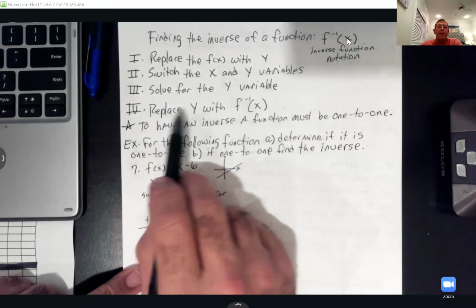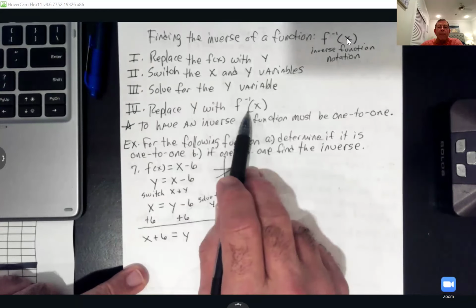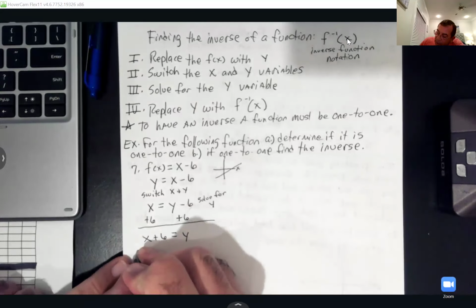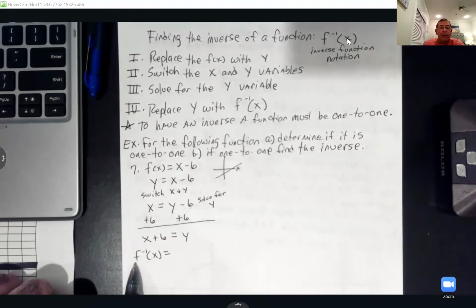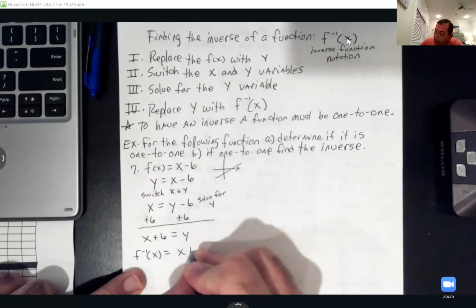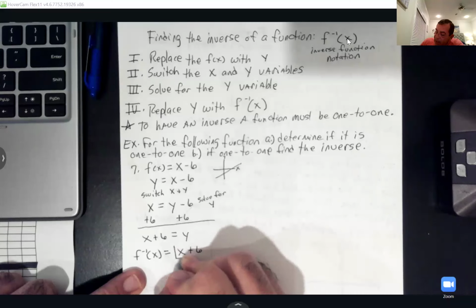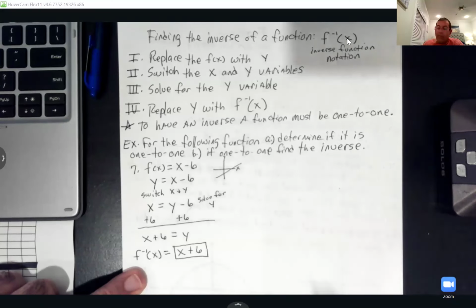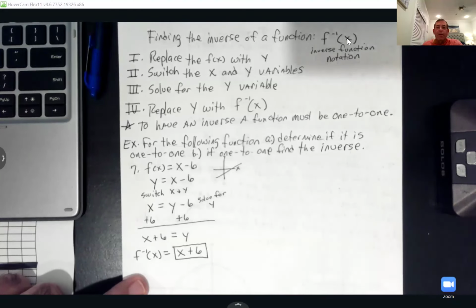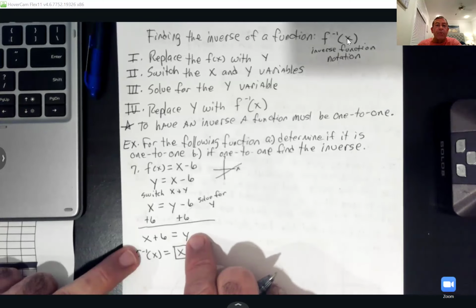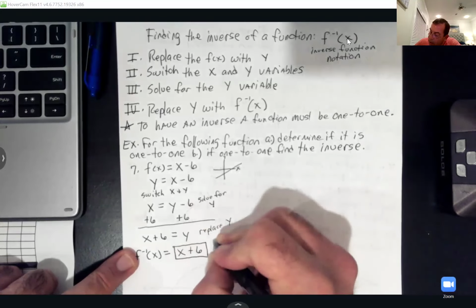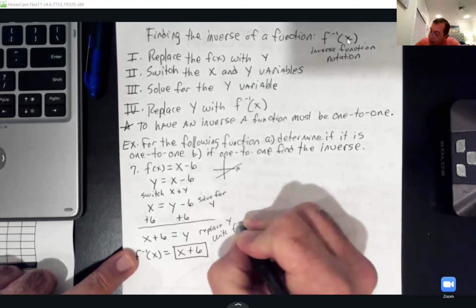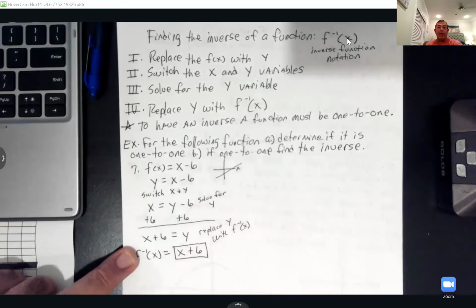Now, the last step, replace this y with our f inverse notation. So now I'm just going to put the f inverse first. So this f inverse of x equals x plus 6. Now, all you put in the answer blank is the x plus 6, okay? So y'all, my last step I did here was what? Replace y with my f -1 of x.